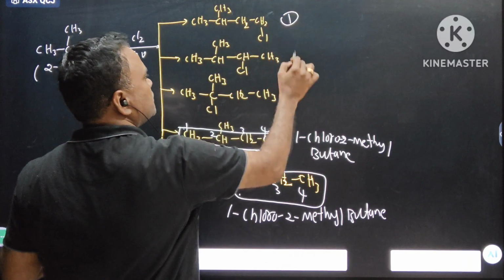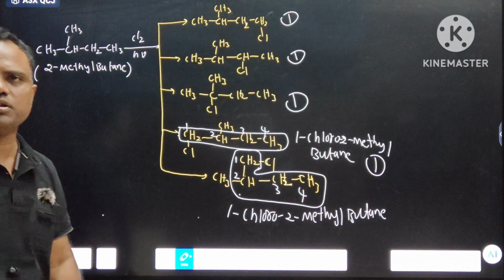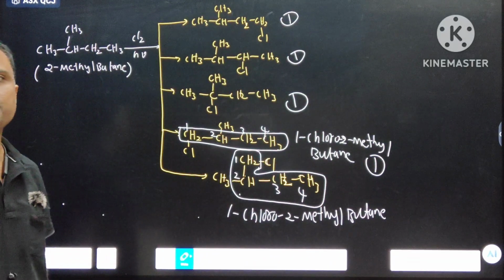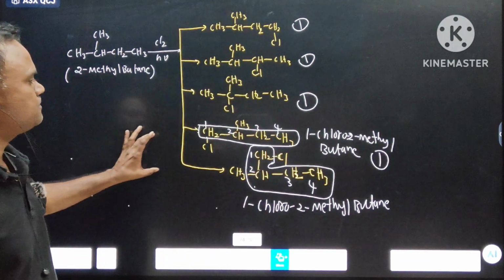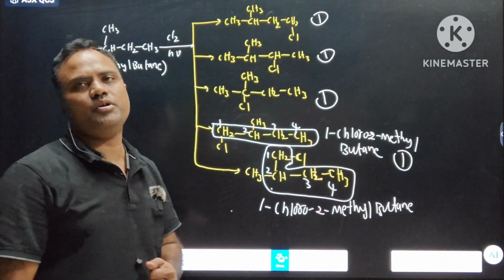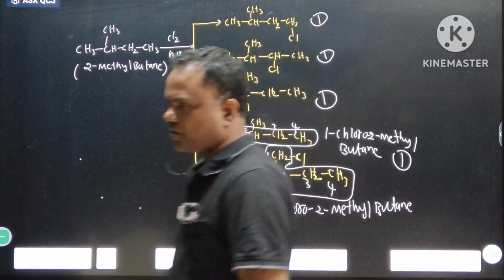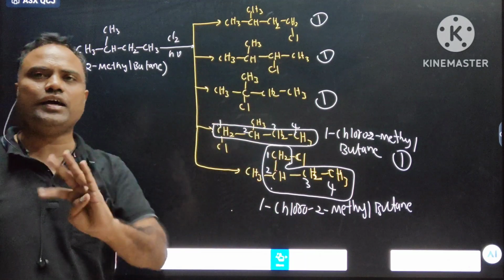So these two are same. Consider these two as one only. Clear? So how many? 4. 4 is the correct answer. Very important question. This is a multi-conceptual question. This question can be used in alkanes chapter. This question can be used in alkyl halides chapter also. How many alkyl halides are produced? 4 alkyl halides are produced.